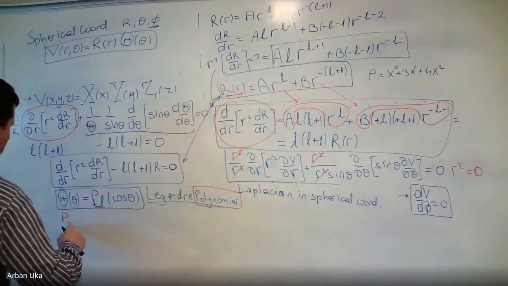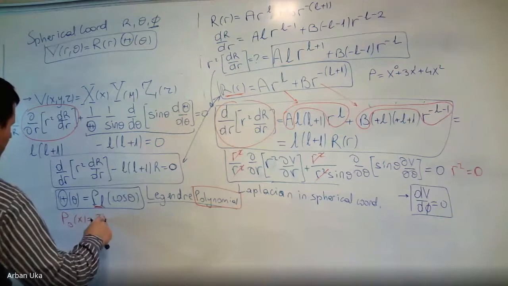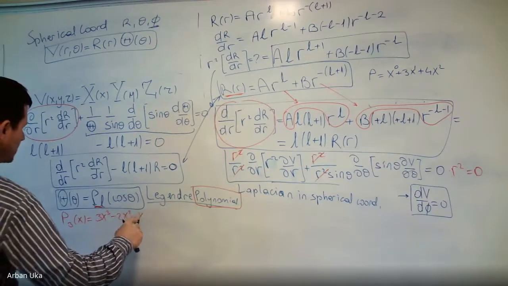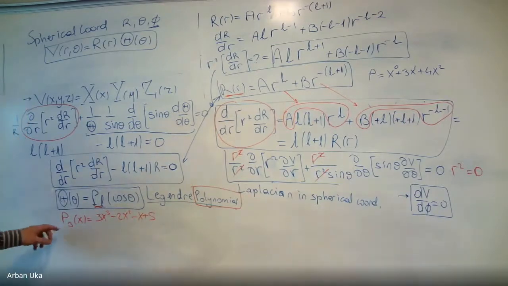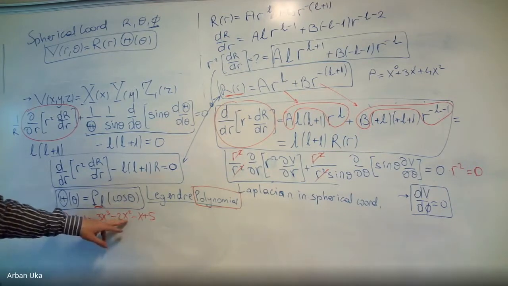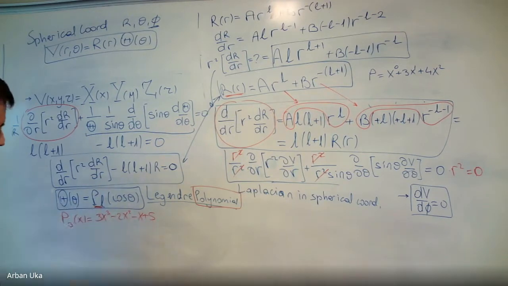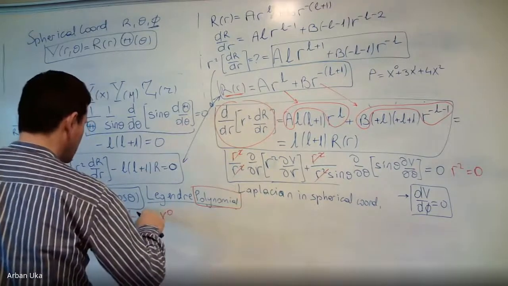For example, this is a function which has 3x to the power 3 minus 2x squared minus x plus 5. So we see that for a polynomial of degree 3, the largest term is x to the power 3. It could have x to the power 2, it's possible, x to the power 1 and x to the power 0. So we can write this as 1 times x to the power 0. This is x to the power 1.